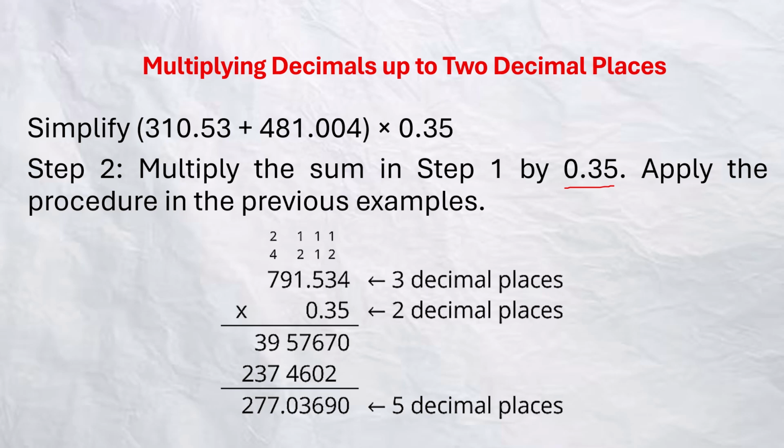As you can see here, here is our solution. So the answer is 277.03690. We have 5 decimal places because on the first factor, we have 3 decimal places. On the second factor, we have 2 decimal places. So we move from right going to the left 1, 2, 3, 4, 5 times. So this is where we will put our decimal point. So that is how we multiply decimals up to 2 decimal places.